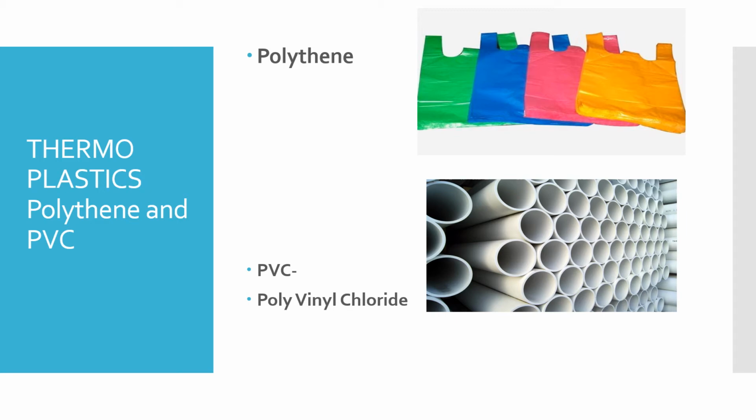Polythene and PVC are some examples of thermoplastics. What is polythene? Poly plus ethene is an example of a plastic that is a thermoplastic. It is used for making commonly used polythene bags. What is PVC? It's a short form of the chemical polyvinyl chloride.